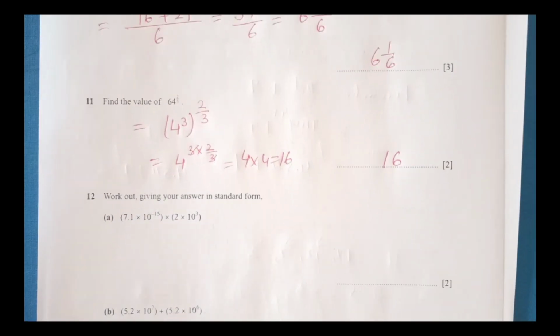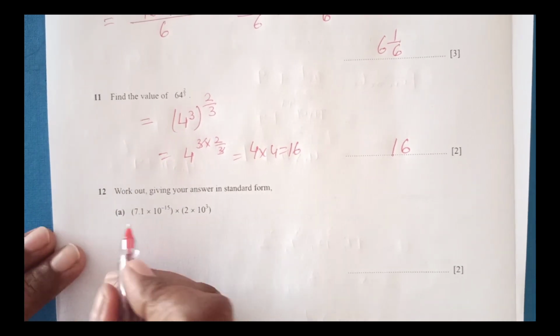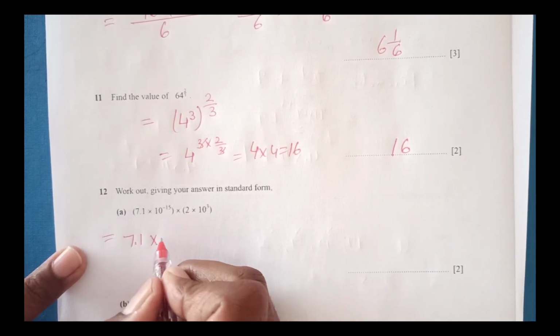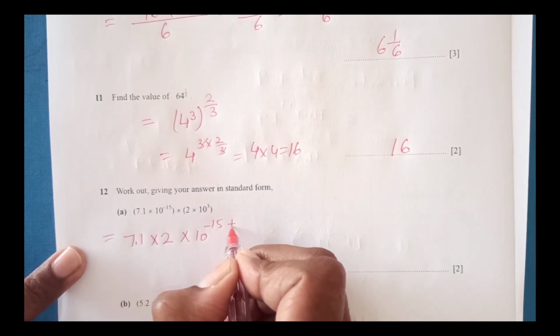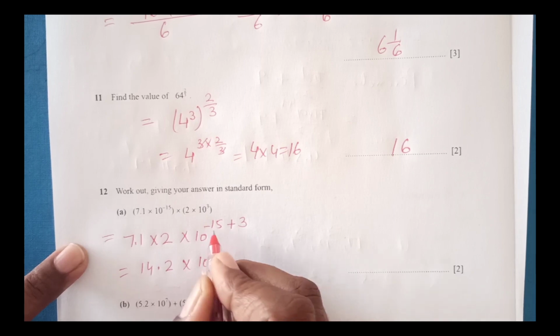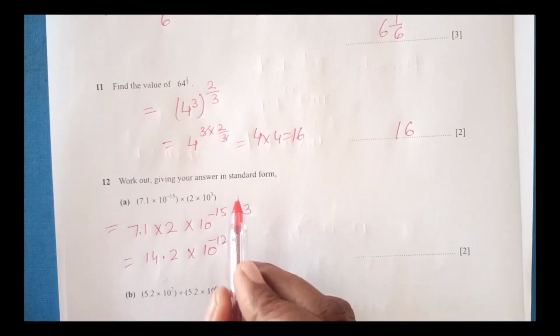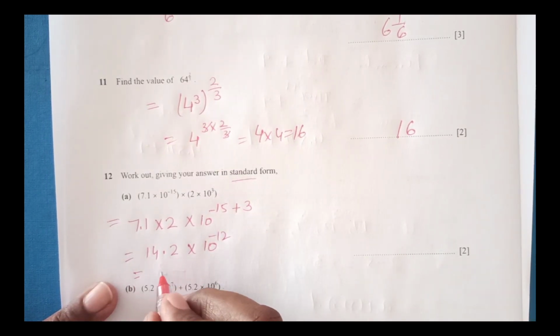Okay. Now number 12. Work out, giving your answer in standard form. So they all are in multiplication, right? 7.1 times, I'm just taking the numbers first, times 2, 10 power minus 15 plus 3, right? So 7.1 times 2 will be 14.2 times 10 raised to power 15 minus 3, it's negative 12. But we need the answer in standard form. For standard form here, this number is supposed to be between 1 and 9.